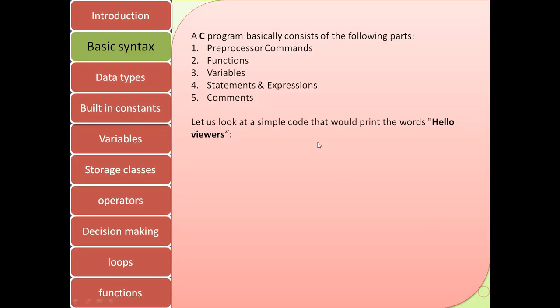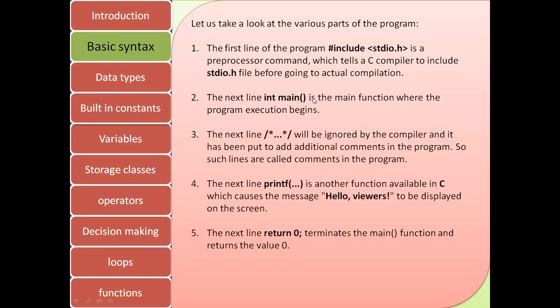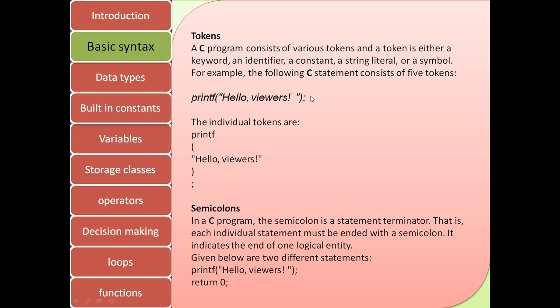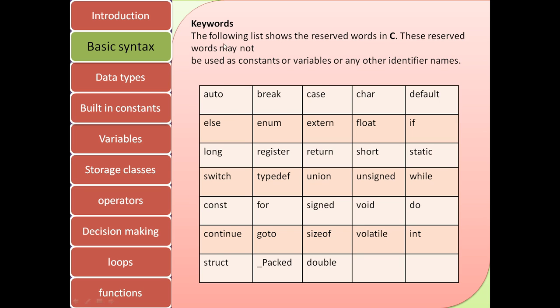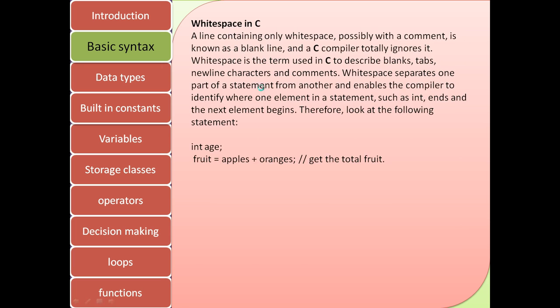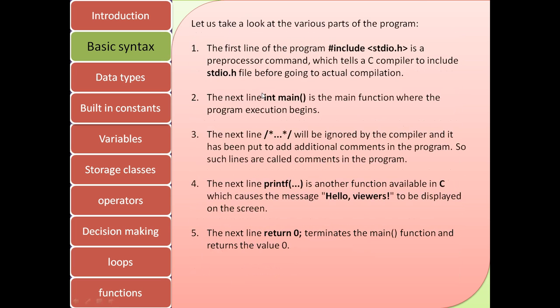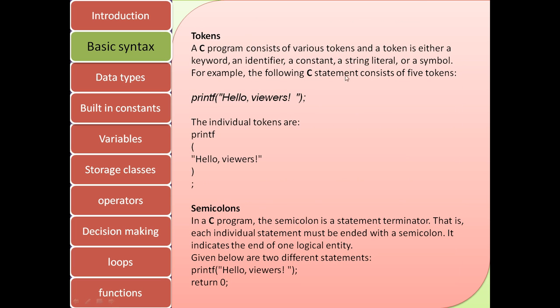Now we have seen the basic structure of the C programming language. Now let's look at the basic building blocks of C. There are 6 basic building blocks: tokens, semicolons, comments, identifiers, keywords, and white space. In C programming, a token is either a keyword, an identifier, a constant, a string literal, or just a symbol.